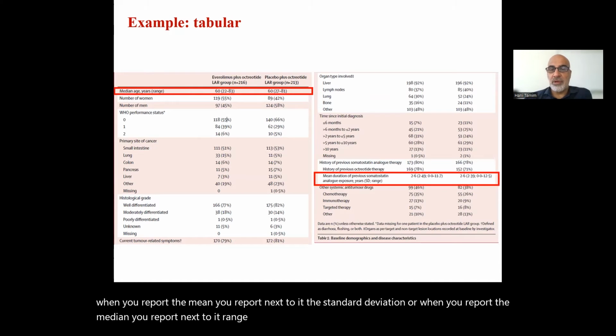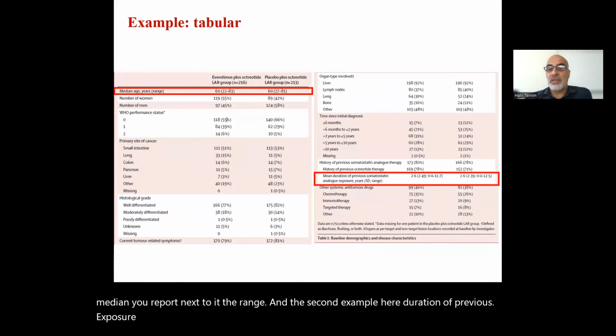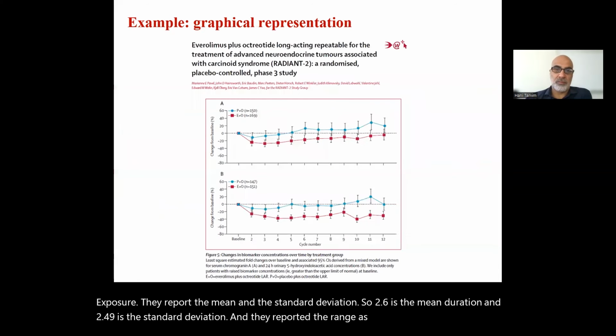In the second example here, duration of previous exposure, they report the mean and the standard deviation. So 2.6 is the mean duration, and 2.49 is the standard deviation, and they reported the range as well.